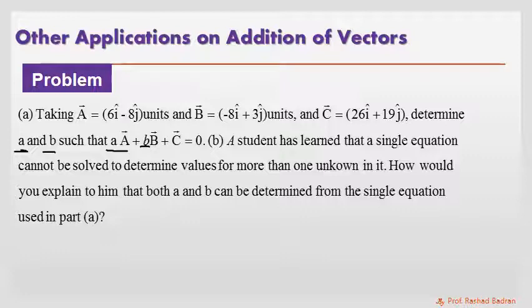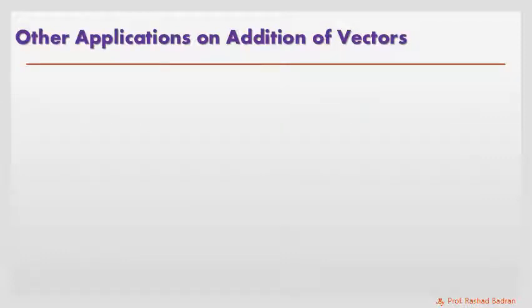Part B: a student has learned that a single equation cannot be solved to determine values for more than one unknown in it. How would you explain to him that both a and b can be determined from the single equation used in part A? The solution to this problem is as follows.